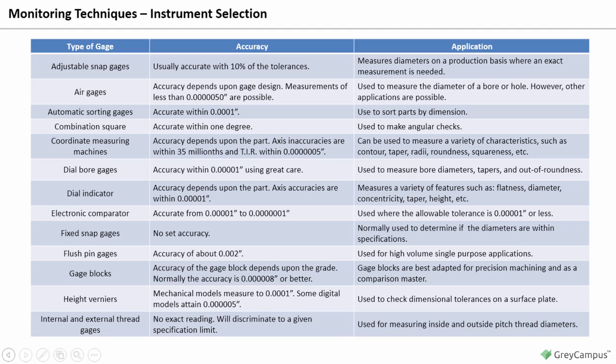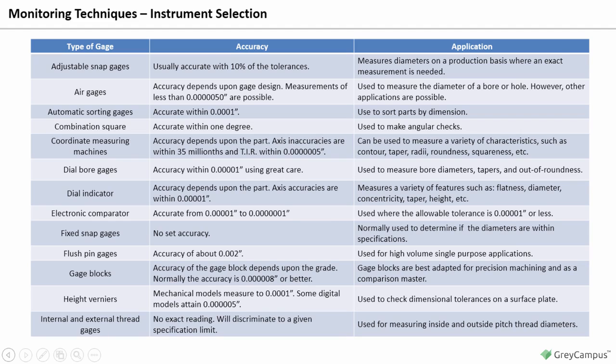The coordinate measuring machines have accuracy that depends upon the part. Its axis inaccuracies are within 35 millionths and TIR within 0.000005 inches. It can be used to measure a variety of characteristics such as contour, taper, radii, roundness, squareness, etc. The dial bore gauges have accuracy within 0.00001 inch, using great care, and are used to measure bore diameters, tapers, and out of roundness.